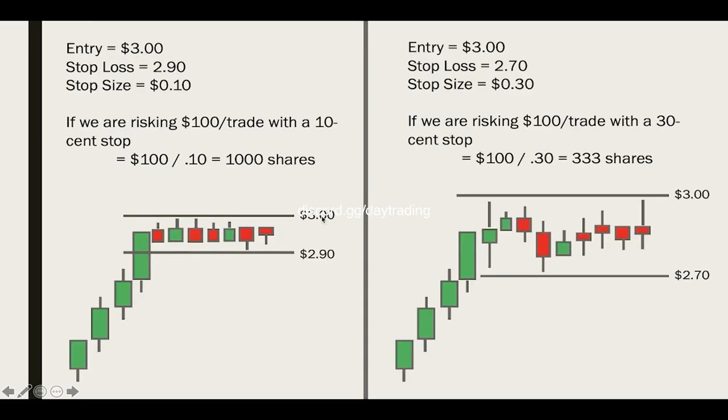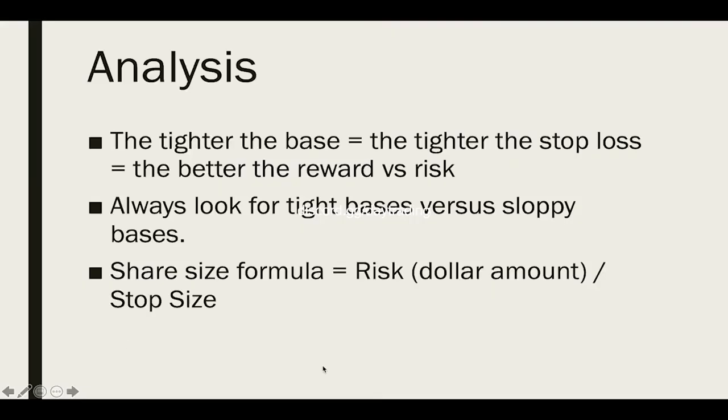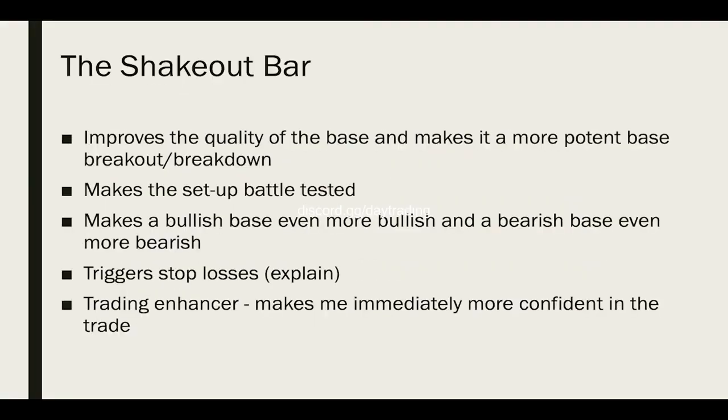$3 minus $2.90. And where are we getting $3 and $2.90? Well, remember, the entry is over the base. The stop loss is under the base. So when you see a base like this, draw a line over the base, see what price that is. Draw a line under the base, see what price that is. Okay? And we're going to be talking about share sizing and risk management, and we're going to go a lot deeper into this reward versus risk concept a little bit later in the course.